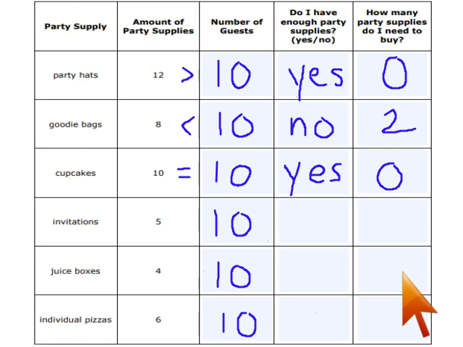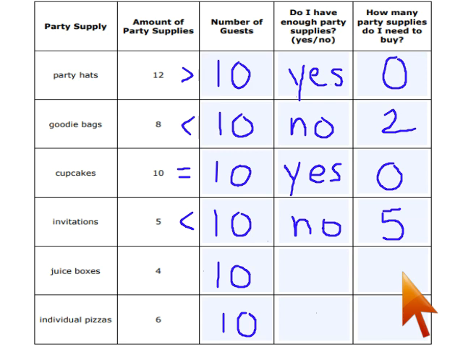All right, so let's look at the next section. Now I have 5 invitations and 10 guests. Do I have enough? No, 5 is much smaller. It is less than. No, I do not have enough. I know my double facts. 5 plus 5 equals 10. So I know I need 5 more.